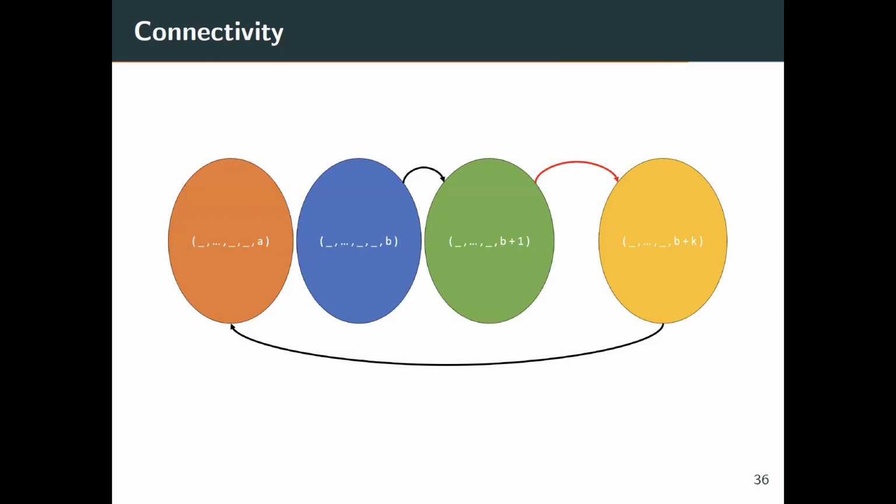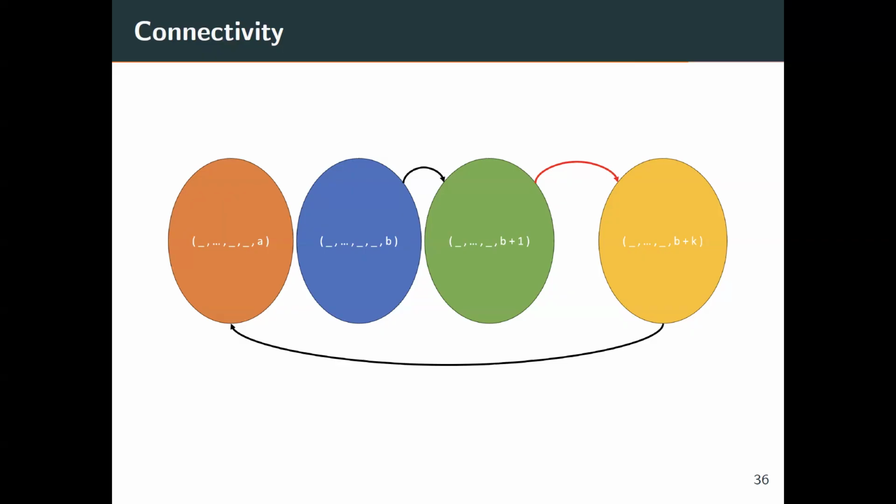And if each block is connected by induction hypothesis, we just need to find a bridge between each block, and then we can get a path linking every two vertices. And that's exactly what we did. We start with the vertex V, then we find a bridge connecting that component that has vertex V in the last entry to a component that has B plus 1 in the last entry, and then to a component that has B plus 2, and so on, until B plus K.